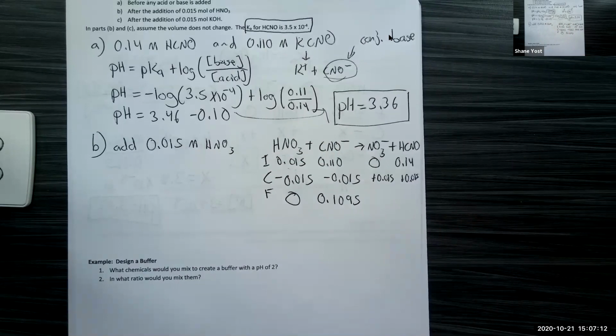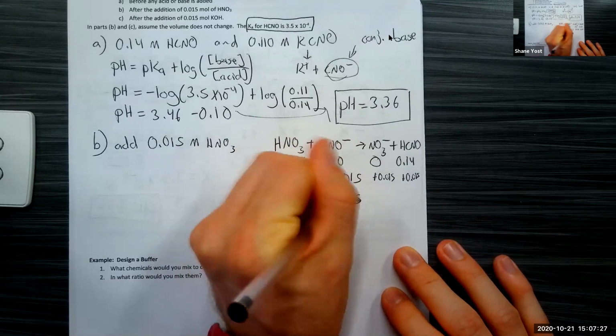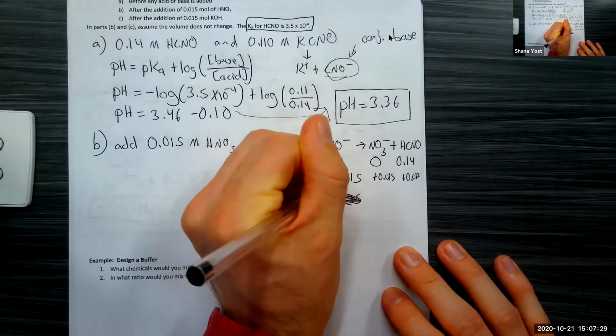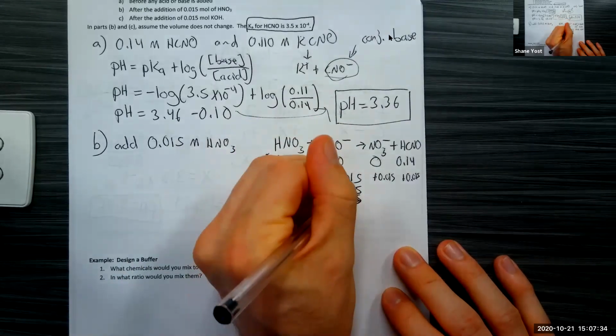Yeah, point, okay. Right. 0.11 minus 0.015, yeah, is not that, 0.095, thank you. That didn't seem right, 0.095, I apologize, so 0.095, okay.